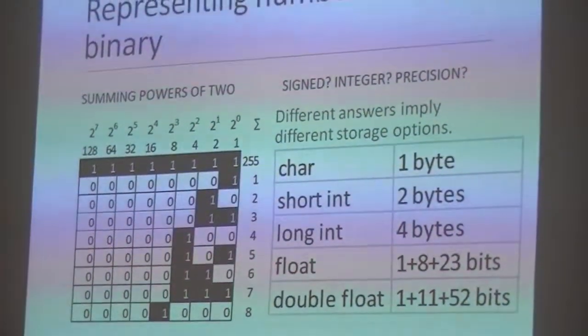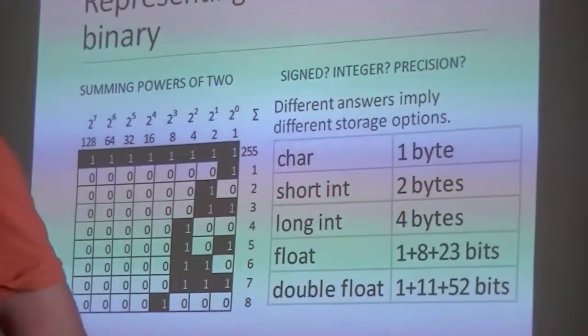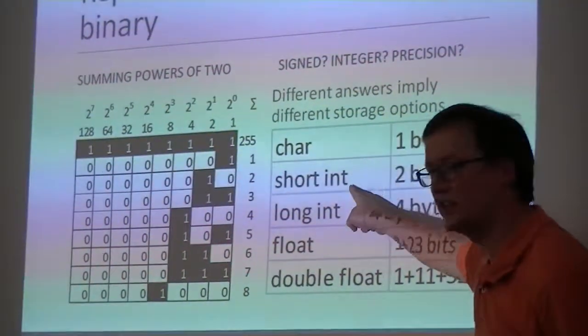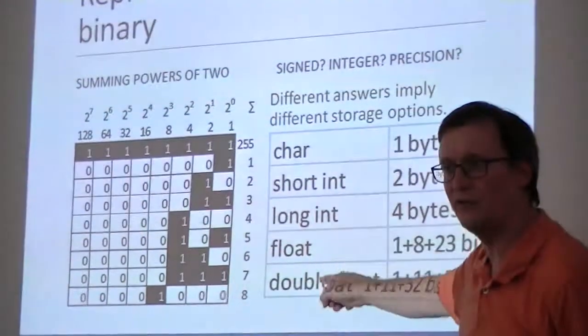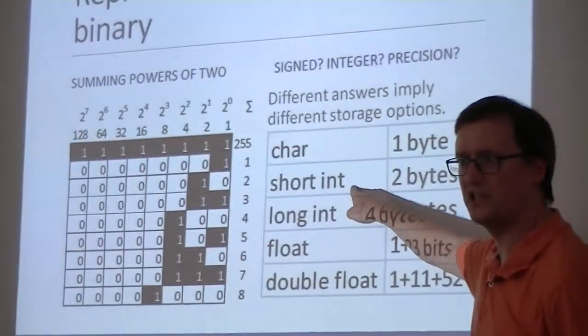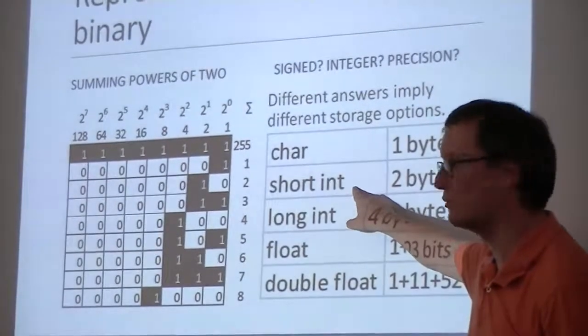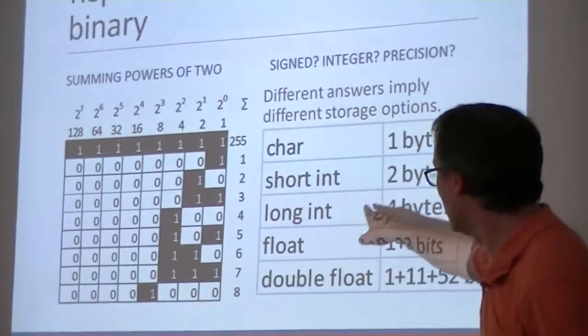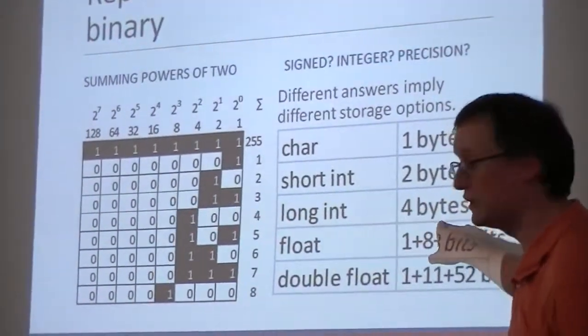The reason for this is that the values that we store in the computer are almost always stored in one of these canonical types of variables that we use. So a short integer is a number that doesn't have any part past the decimal point. That is normally stored in 2 bytes. A long integer is stored in 4 bytes.